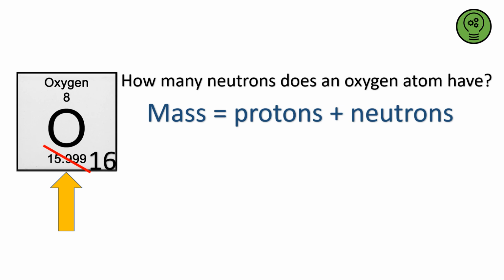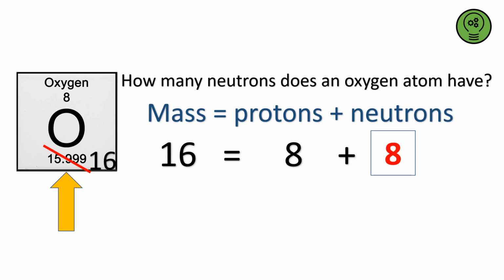And I know that mass is the number of protons added to the number of neutrons. I know I have a total mass of 16, and I know I have 8 protons. And therefore my missing number, 8 plus 8, gives me a mass of 16, and therefore I must have 8 neutrons. That type of question takes a while to get your heads around, so just make sure you've understood how we've got the answer to oxygen there.